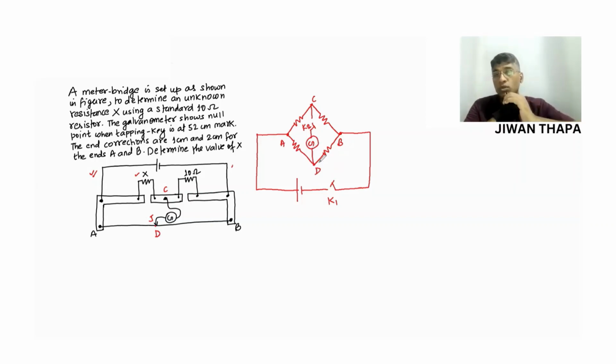So what we do, we close key K1 and then we close key K2. What we find is the galvanometer shows null point when tapping key is at 52 centimeter. So we close K1 and then K2, and we go on sliding jockey from A until we get null deflection at D. So this is to be noted.